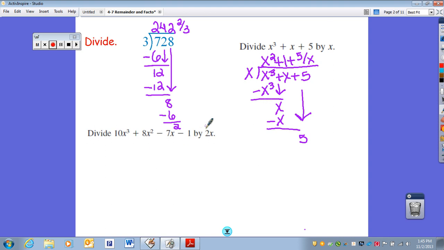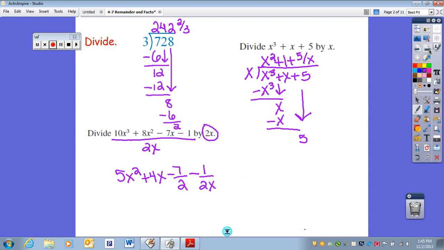Or, if you again have just a monomial as your divisor, you can simply divide each of the terms by 2x and simplify. So 10x cubed divided by 2x is 5x squared. 8x squared divided by 2x is 4x. Negative 7x over 2x gives us negative 7 over 2, which could also be written as a mixed number or as a decimal. And then finally I have negative 1 over 2x, and since that can't be divided, it just leaves me with negative 1 over 2x.